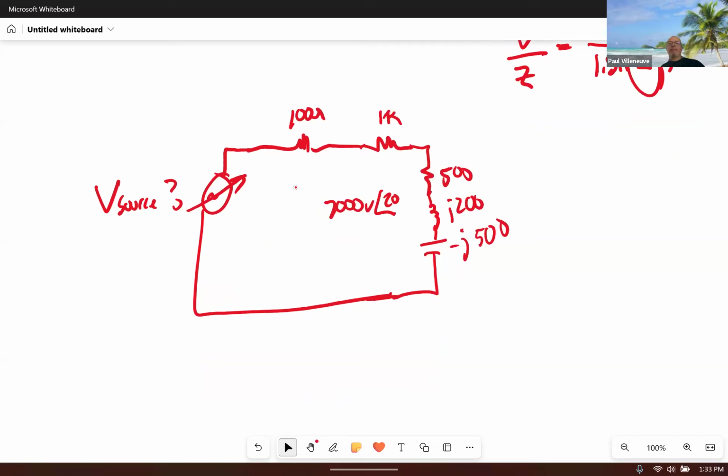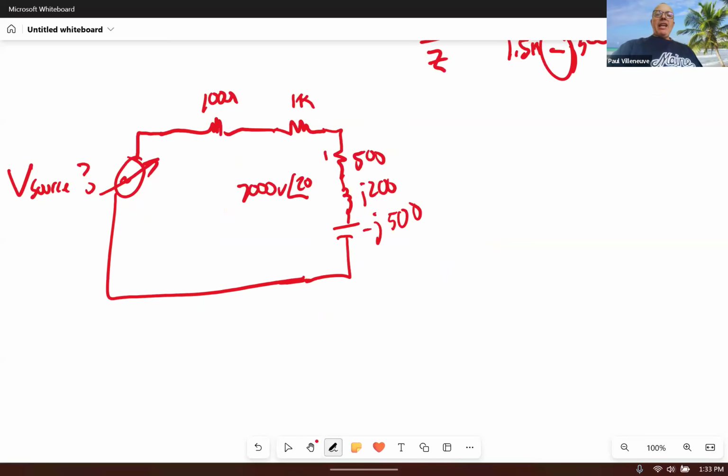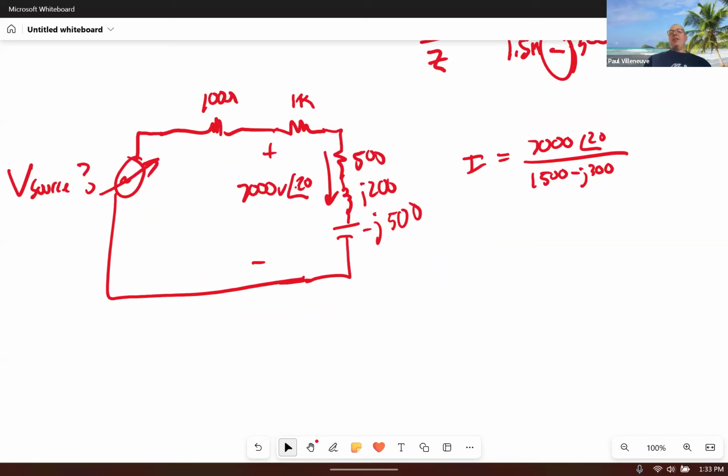Okay. So the first thing I'm going to do is calculate what the current is at 7,000 volts. So just like we did before, my current is going to be equal to 7,000 at an angle of 20 divided by my 1,500 minus J300. That's my current going into the load.